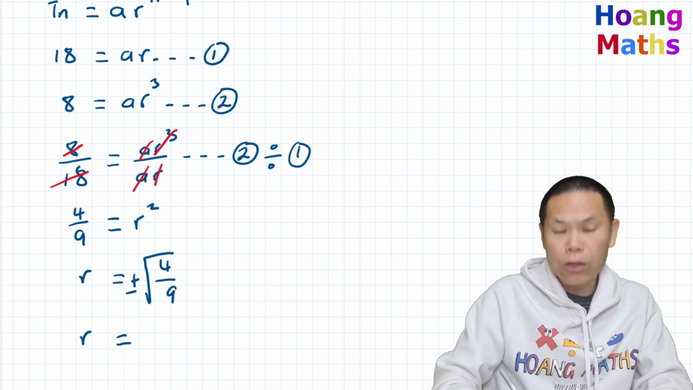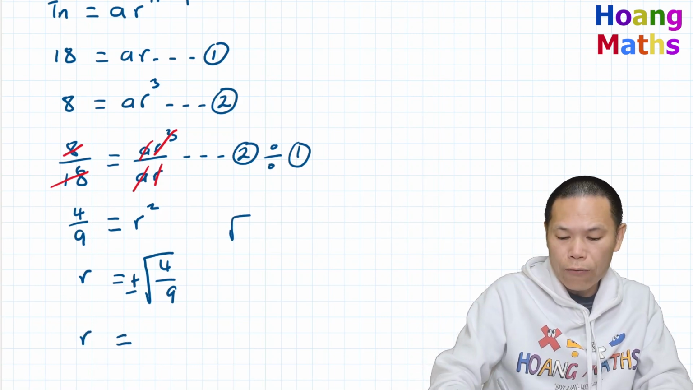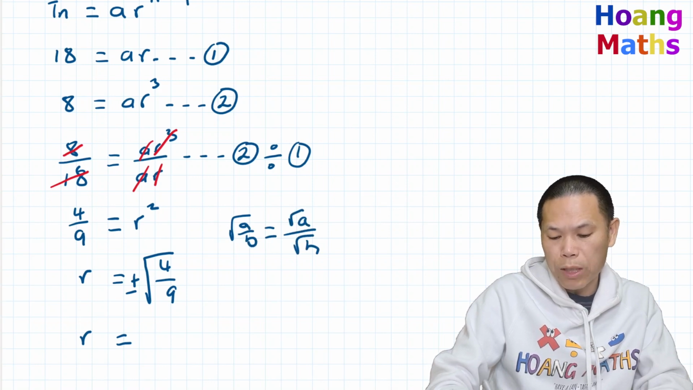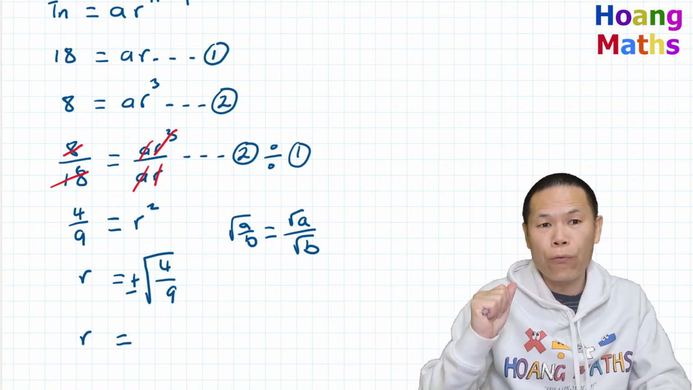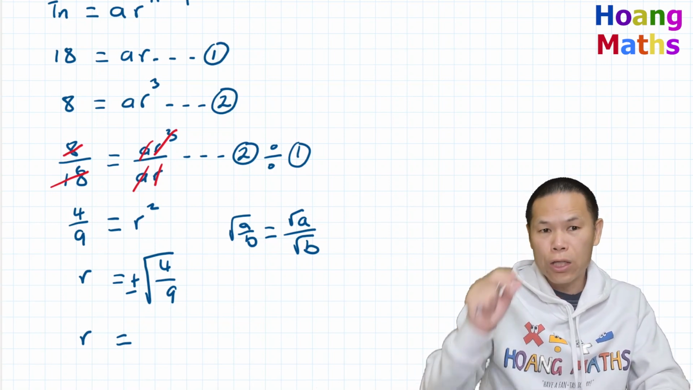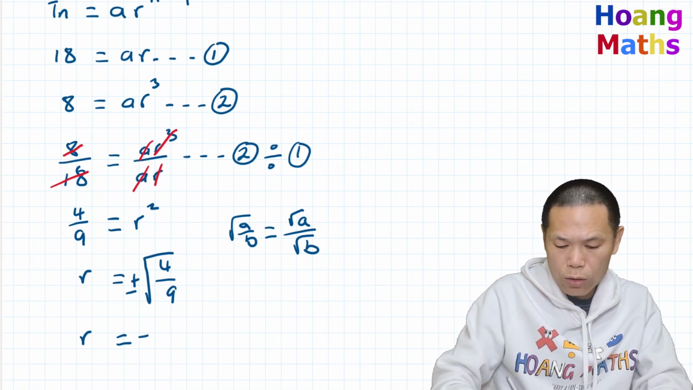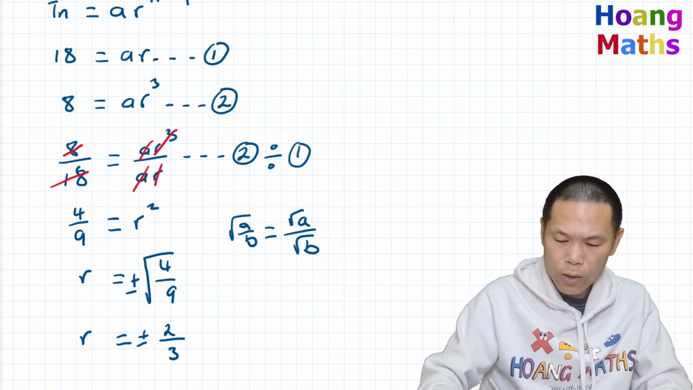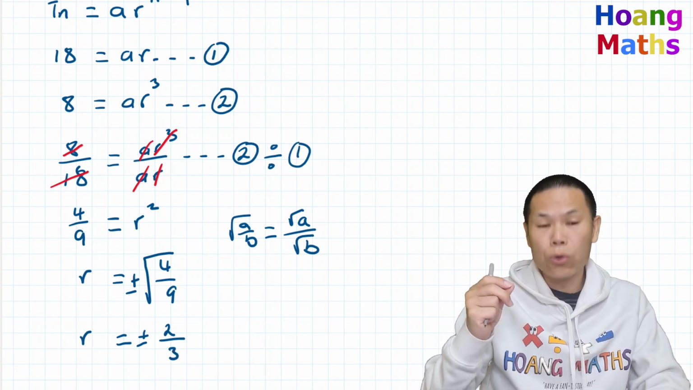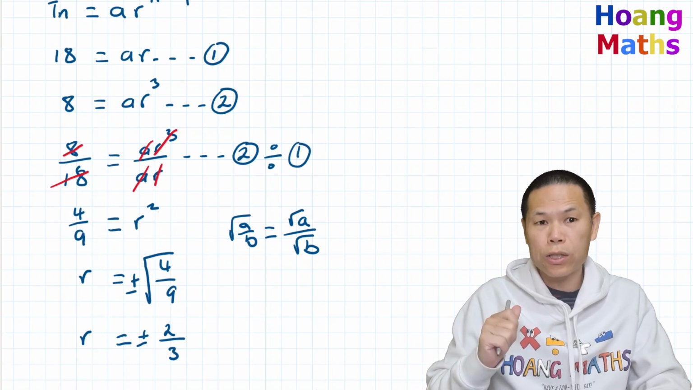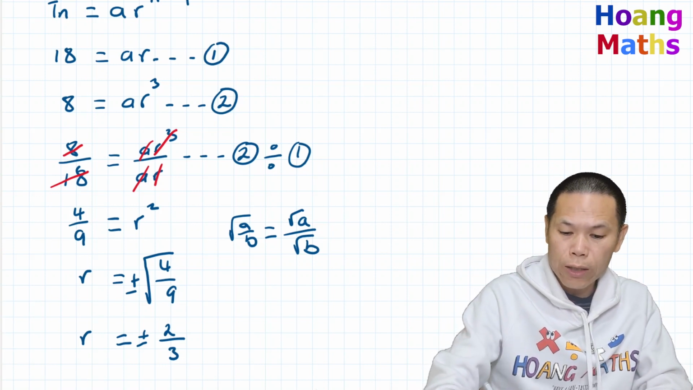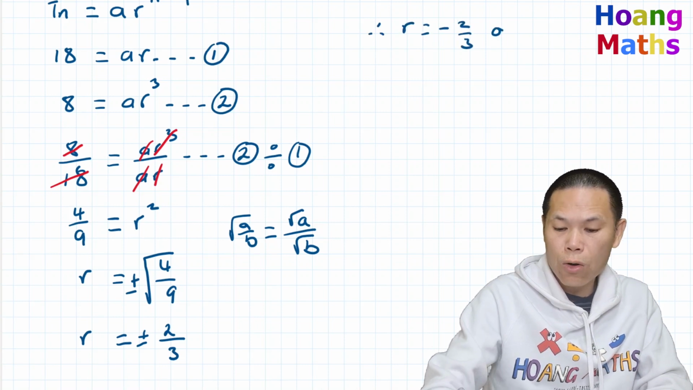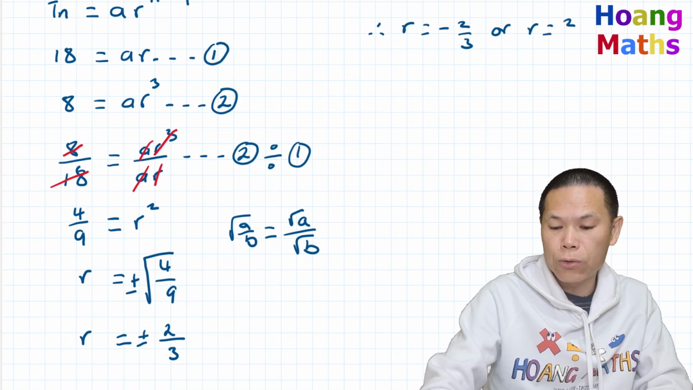Therefore, R is equal to, and don't forget, square root of A over B will give me square root of A over square root of B. In other words, we have square root of 4 over square root of 9. Square root of 4 gives me 2, so plus or minus 2, and square root of 9 gives me 3. Therefore, R is equal to negative 2/3 or positive 2/3. Let me write here: R is equal to negative 2/3 or R is equal to 2/3.